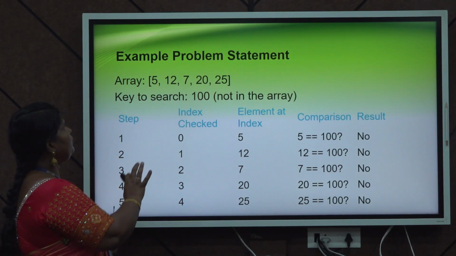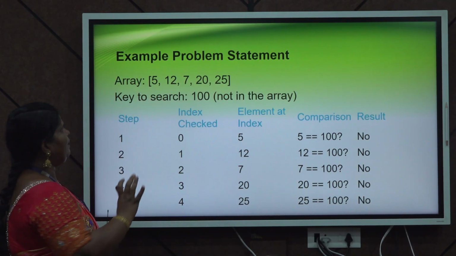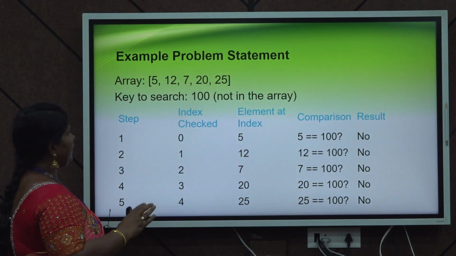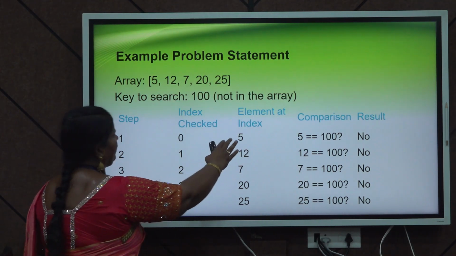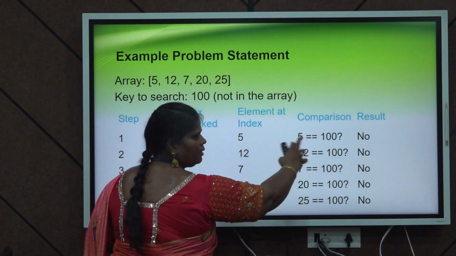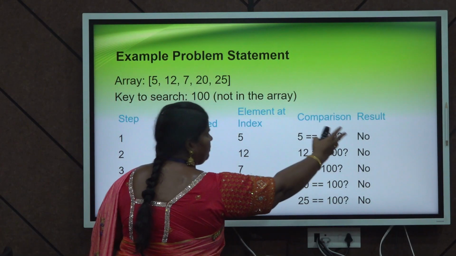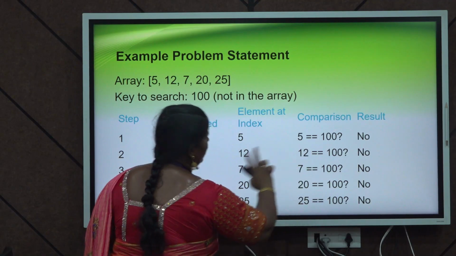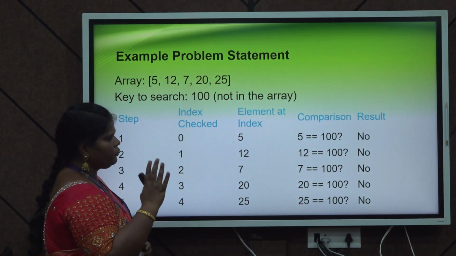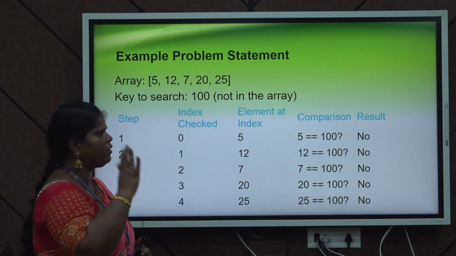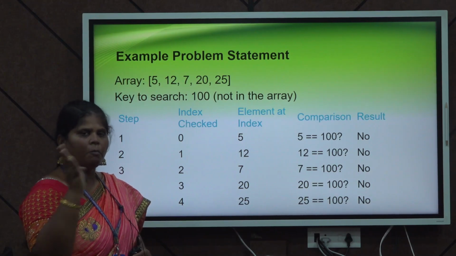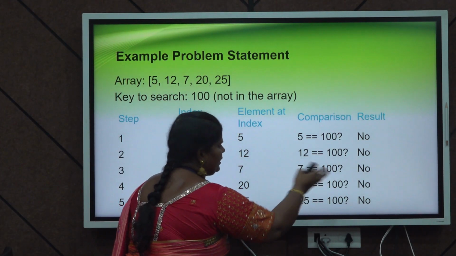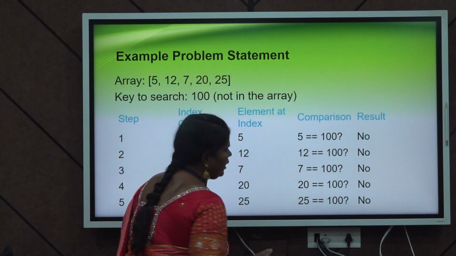Next we are going to give another element. For example, the key element to be searched is 100. We begin the search with 5. 5 and 100 are compared together, and the result is no, because 5 is not equal to 100. Then we check whether 12 equals 100, and no. 7 and 100 are not equal, 20 and 100 are not equal, 25 and 100 are not equal.